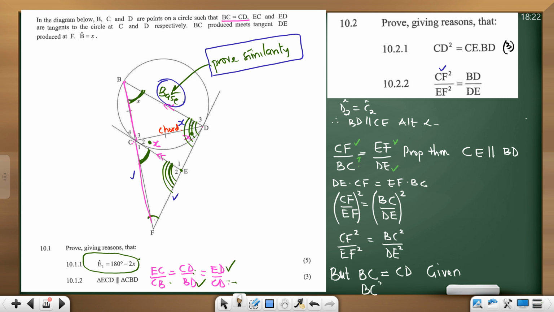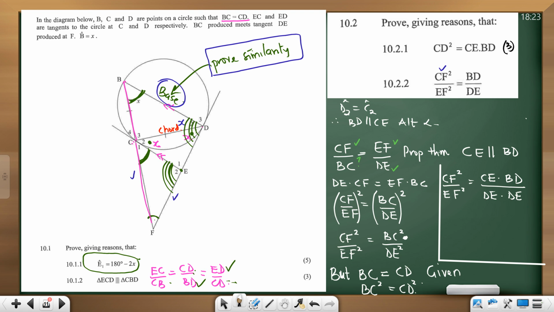If I square both sides, BC squared, therefore, is the same as what? CD squared. Let me see if I can squeeze that here so that I don't have to go so far. All right, watch this. Oh, I can then replace CF squared. Instead of writing BC squared, I'm going to write CD squared, which we have from 10.2.1. CE over multiplied by BD over what? DE multiplied by DE.